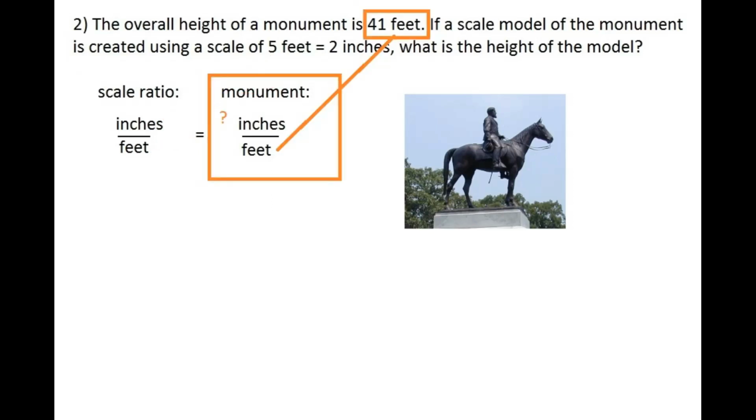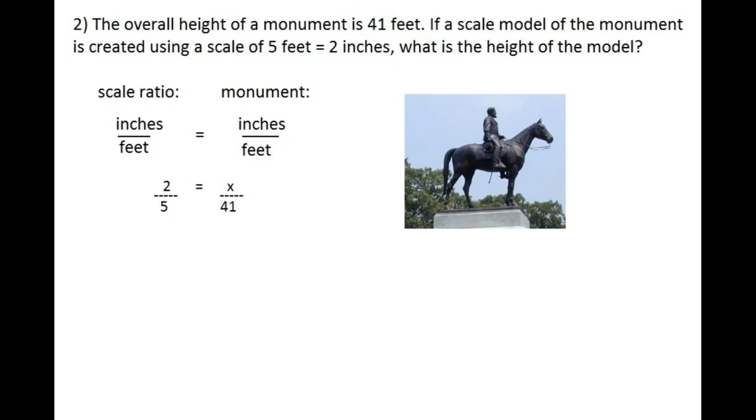Now, if we know that we have 41 feet in our statue, how many inches tall should our model be? That's the question this is asking. So let's fill in the blanks. For every 2 inches, we have 5 feet. So that's 2 over 5 equal to x, the number of inches our model should be, over 41 feet. So we're really creating a proportion. Once we get to this point, the hardest part of the problem, setting it up, is done. Once you get here, you just cross multiply, divide, and you're done. So let's do that. The first thing we do is 2 times 41, that's cross multiplying, equals 5 times x.